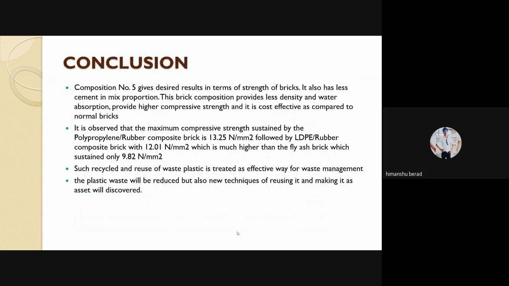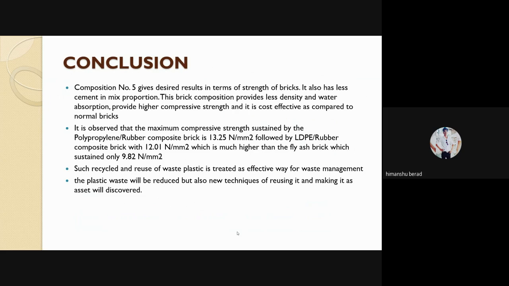After that, we came to the conclusion that our composition number 5 gives us the desired results in the case of mixed proportions: less density, less water absorption, and higher compressive strength. It is also more economical in cost than normal bricks.